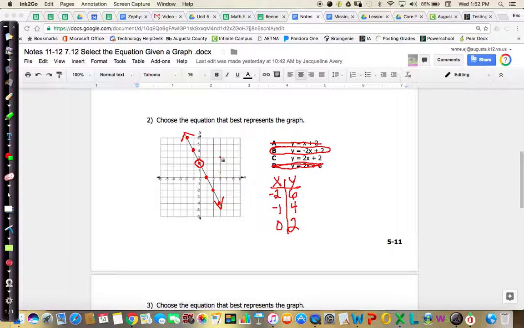Now, just another thing you can look at too. If you read the line like a book and it's sloping down like it is, then the number in front of the x will be negative. That's a little hint for you when you're picking out these equations, if you can remember that. Okay, and let me cross out C, I forgot to do that, so the correct answer is B. Okay, moving on, we've got 2 more examples to do.